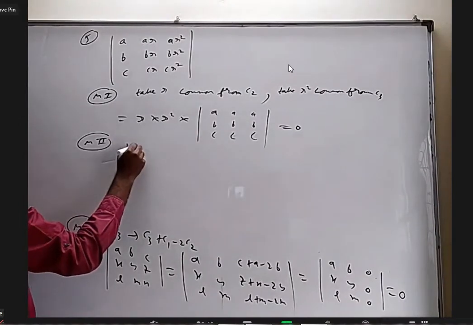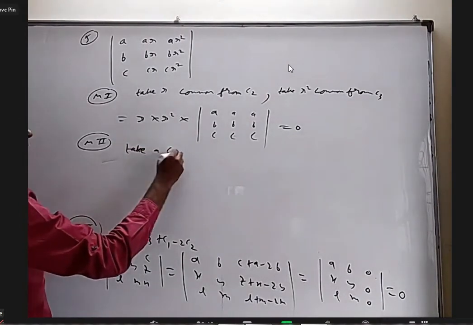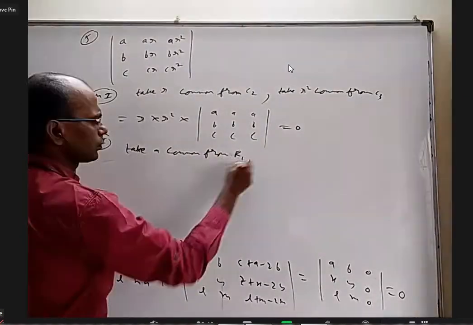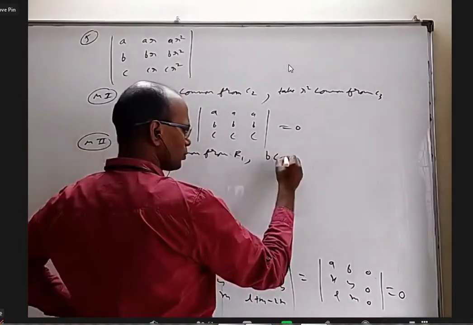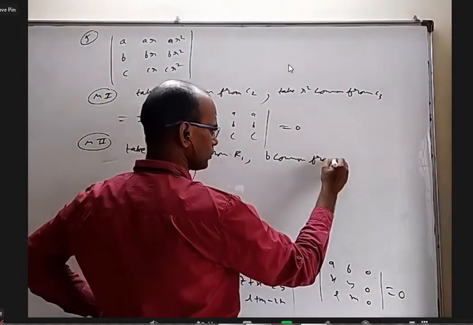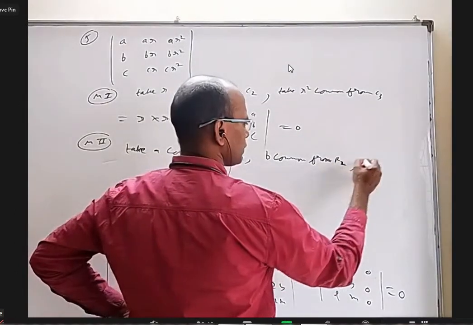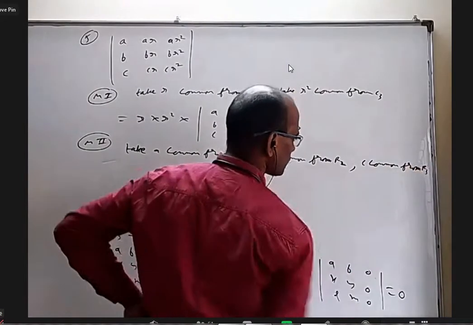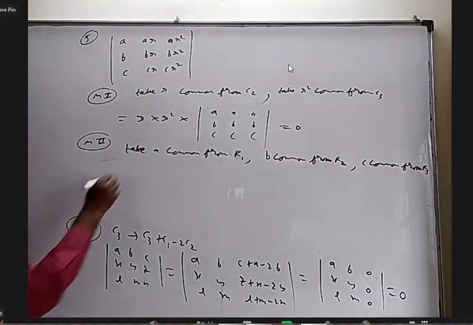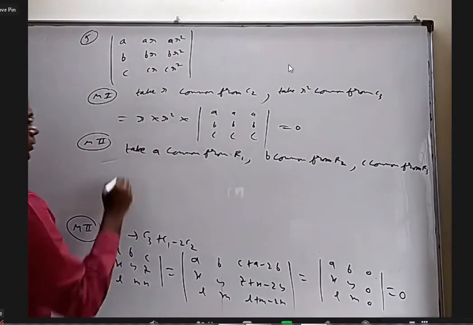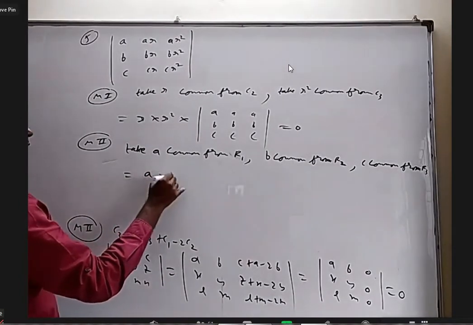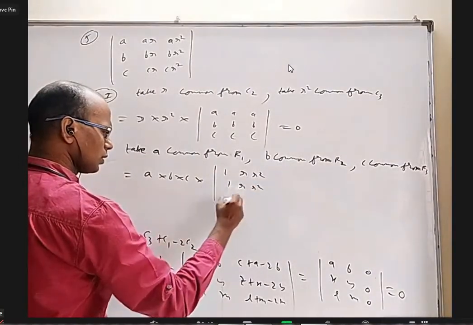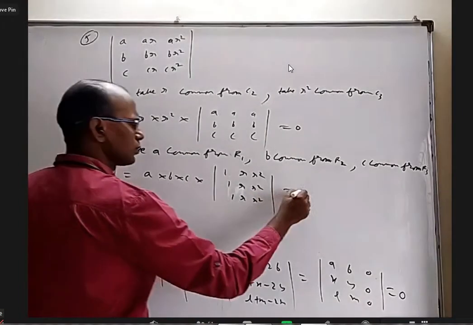Or you can say, take A common from row 1, B common from row 2, and C common from row 3. Then it will become A common, B common, C common. 1, R, R square, again 1, R, R square, 1, R, R square. Two rows are equal, so that is it.